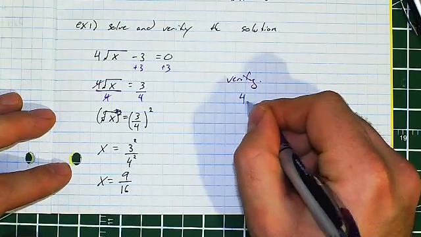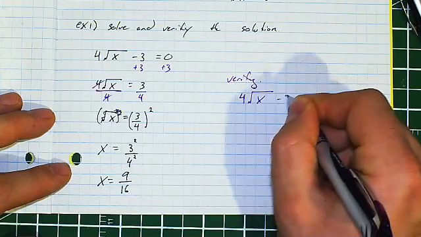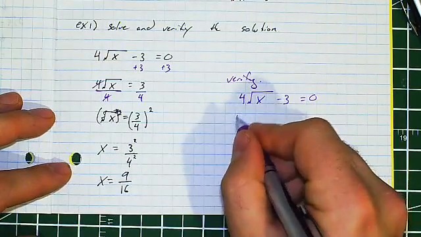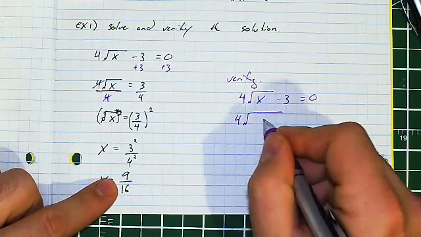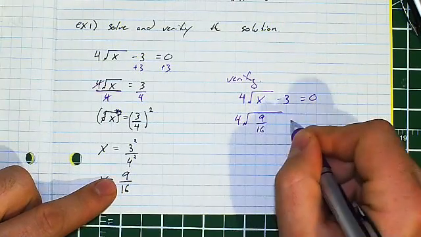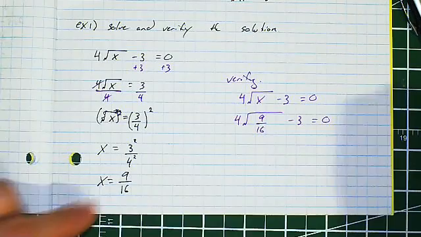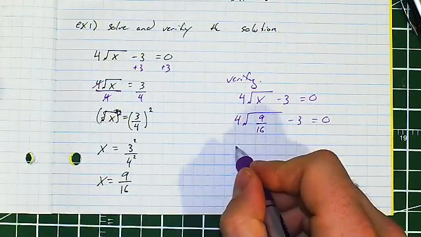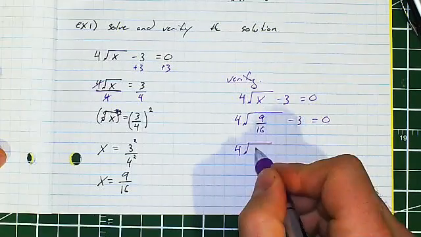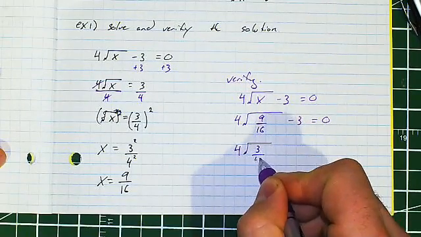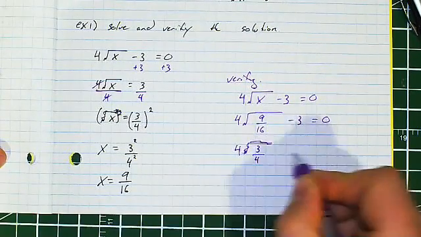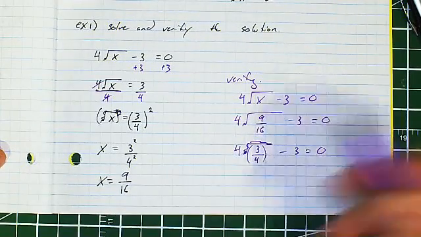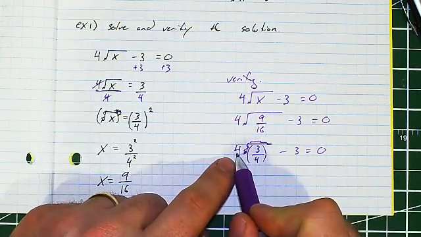Our original equation was 4 times root x minus 3 equals 0. So 4 times root 9 over 16 minus 3 equals 0. I know that the square root of 9 over 16 turns into, well, the square root of 9 is 3, and the square root of 16 is 4. So I don't need the root. Minus 3 equals 0.